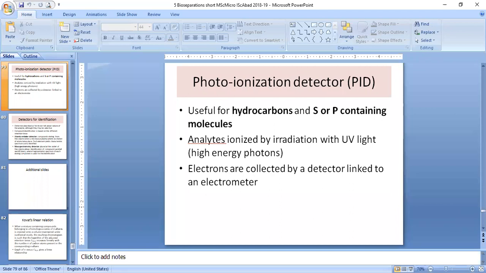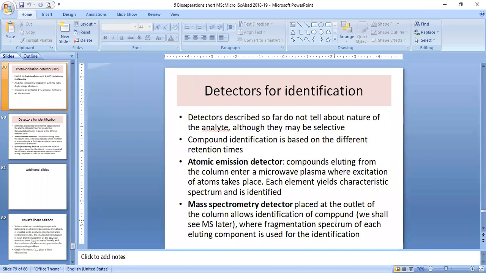Is that clear? You can also call it an amperometer, which detects the current. So essentially what is happening is UV light is falling on the sample, that is creating ionization of the sample molecules, and that ionization leads to an electric current, and that electric current is detected. So that was the fourth type of detector, photo ionization detector.